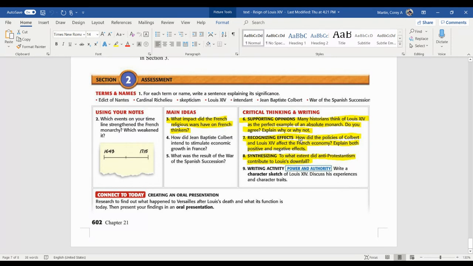Recognizing effects. How did the policies of Colbert and Louis XIV affect the French economy? Explain both positive and negative effects on the economy. And finally, synthesizing. To what extent did anti-Protestantism contribute to Louis's downfall?